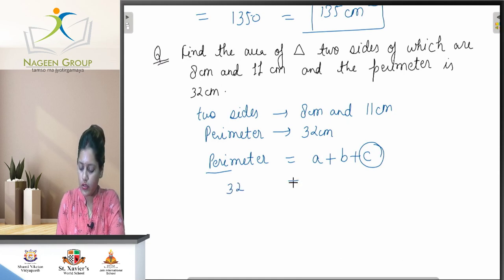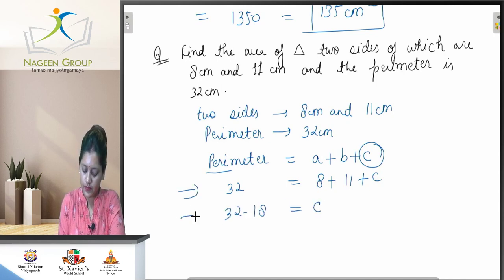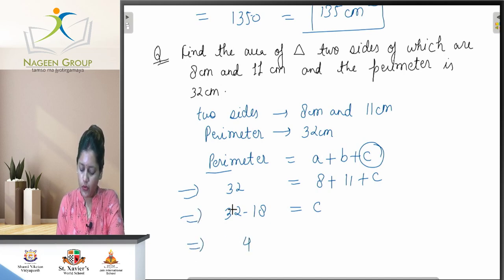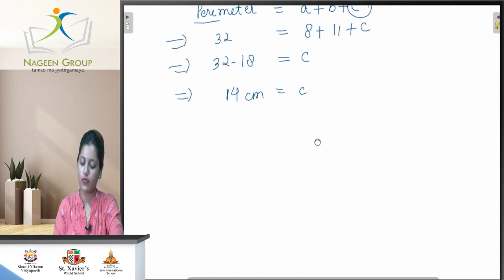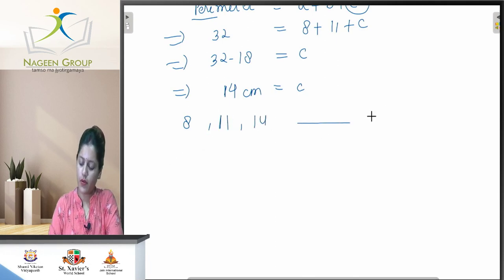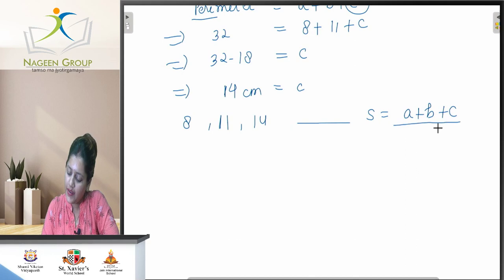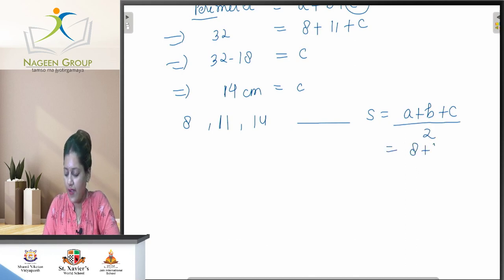So 32 is equal to 8 plus 11 plus C, that is 32 minus 19 is equal to C, means 13 centimeter. C means the third side is 13 centimeter. Now you have got all the three sides, that is 8, 11 and 13. Now you have to use Heron's formula. First, S is equal to A plus B plus C by 2, equal to 8 plus 11 plus 13 by 2.